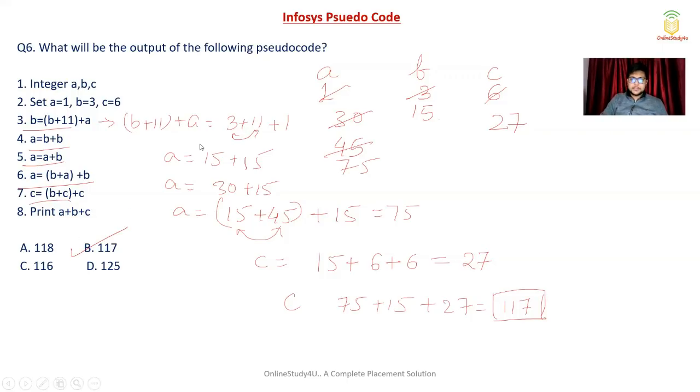B is my correct option. So it was a very simple calculation, very simple maths here. So let's move on to question number 7 now.